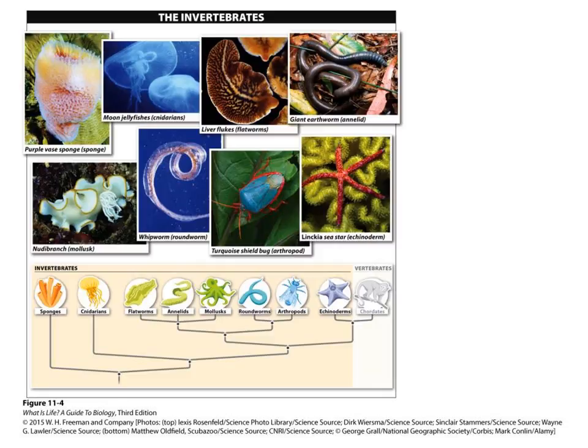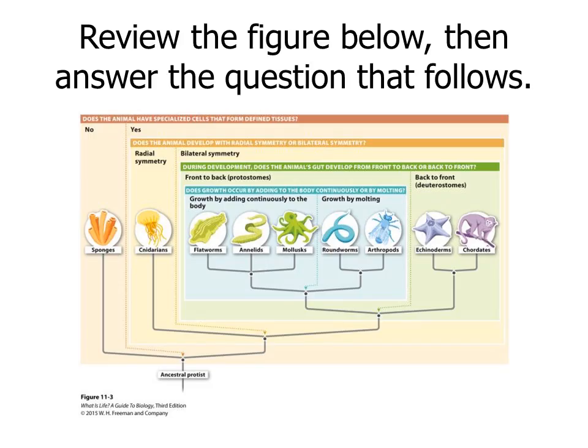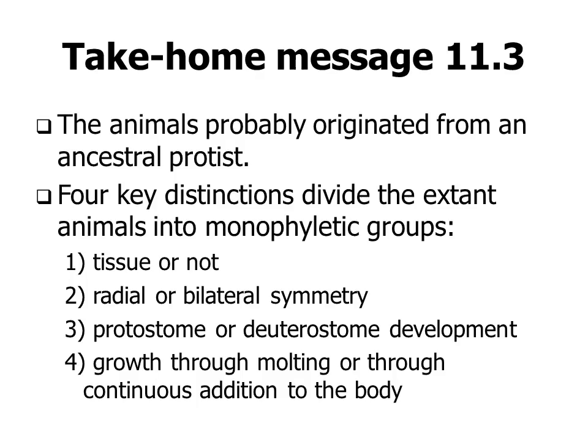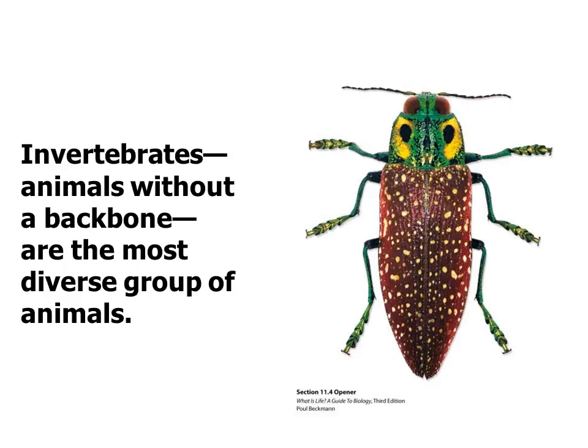They include 8 separate evolutionary lineages with diverse body forms, body sizes, habitats, and behaviors. See that on the far right? Chordates have vertebrae. They're the only ones that are vertebrates. Alright, so all animals probably originated from an ancestral protist. There are 4 key distinctions that you need to know. Again, invertebrates are animals without a backbone. They are the most diverse group of animals.